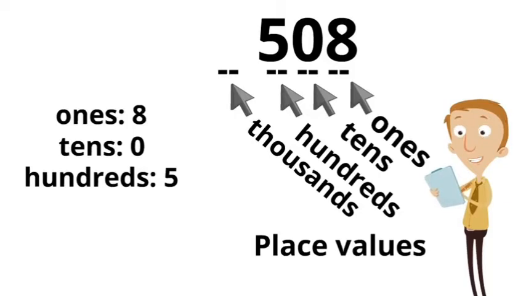Now let me ask you this question. Which number is in the thousands column? There is no number there because this number is in hundreds. We have 508. We have no thousand in this number. So we have 500s, 0 tens, and 8s. So we have no thousands in this number.